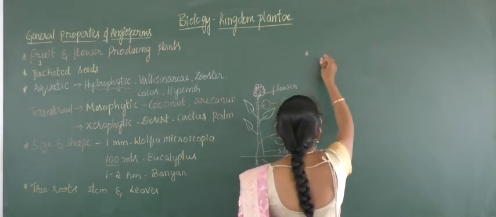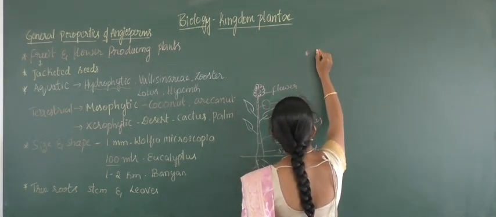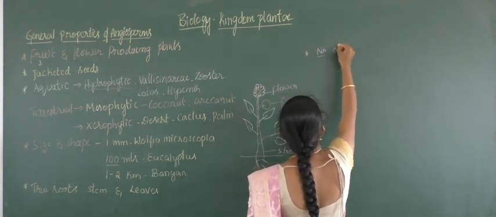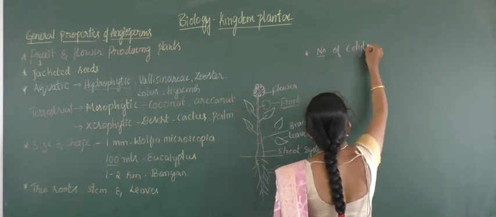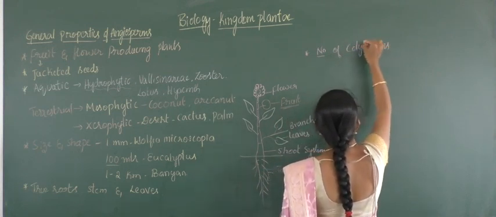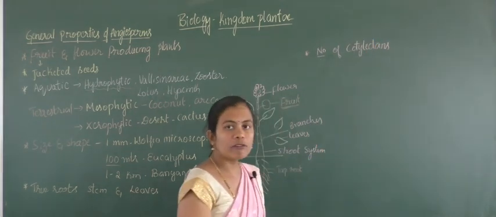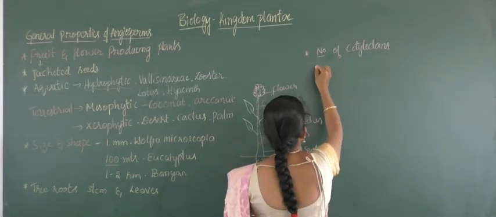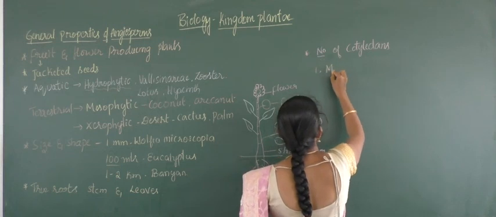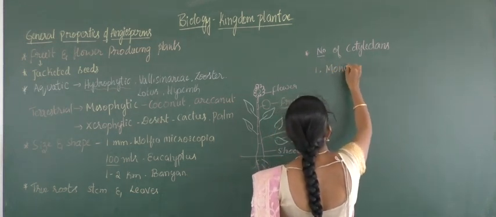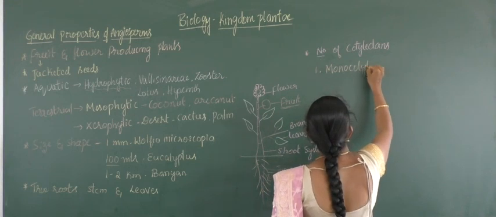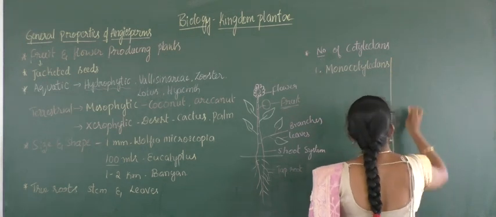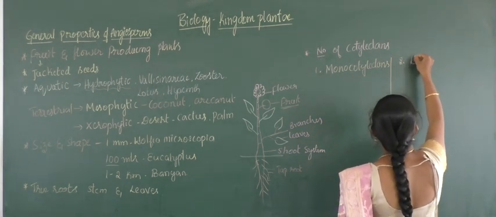The classes of angiosperm. Here, when you consider the classes of angiosperm, there are two, based on number of cotyledons. Based on number of cotyledons, angiosperms are divided into two different classes. The one is monocotyledons, and the second one is dicotyledons.